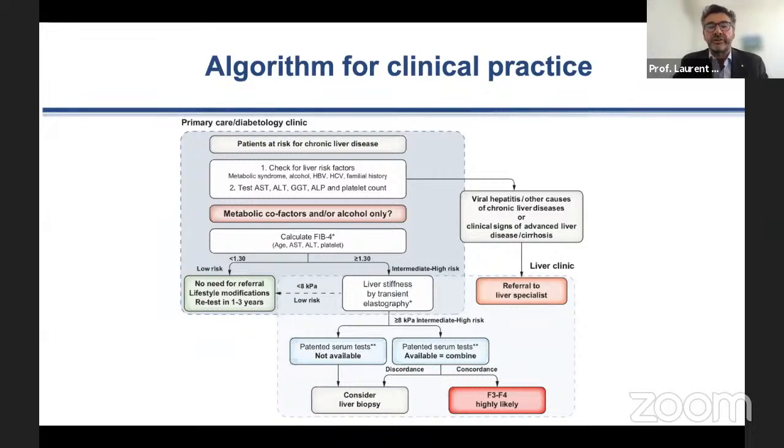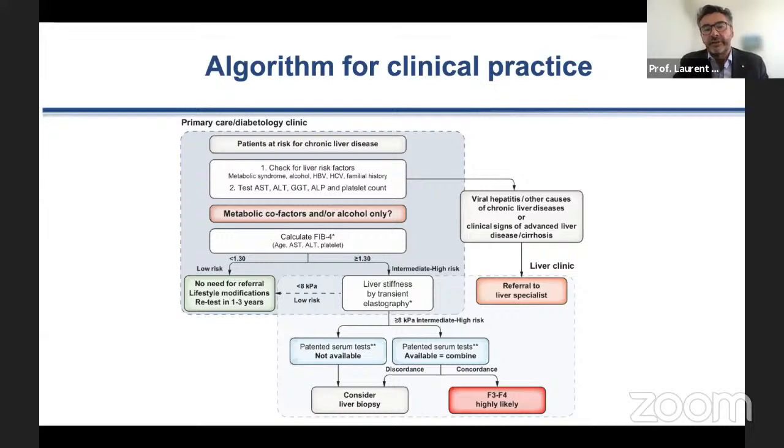Of course, in primary care you always check patients at risk for chronic liver disease for liver risk factors. This includes viral hepatitis, of course, alcohol and metabolic syndrome, and you test for transaminases and platelet count. And in case of metabolic factors, you first calculate the FIB4. If it's below 1.3, you don't need to refer. You implement lifestyle modification, and of course, you can retest within 1 to 3 years.